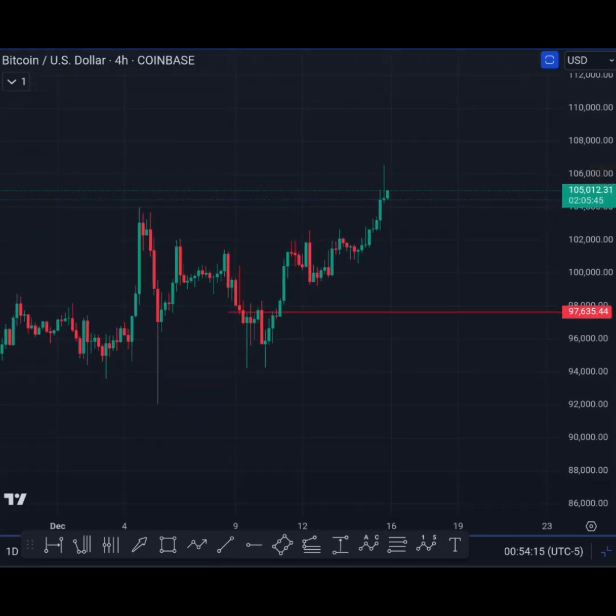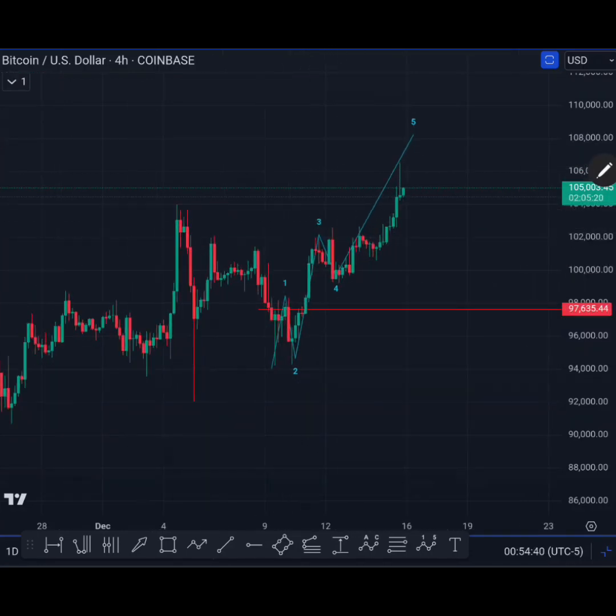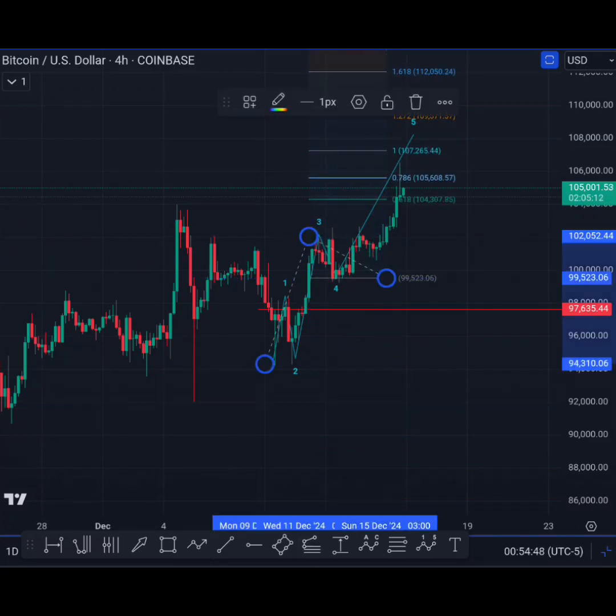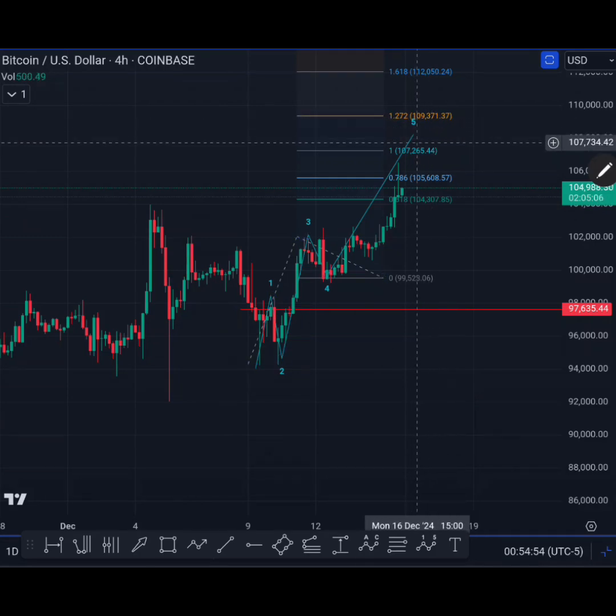Doesn't necessarily have to measure properly, as things tend to not measure properly, but you could have a 1, 2, this would be 3, expanded flat for 4, and now you're working on 1, 2, 3, 4, 5. Some kind of 5 wave structure there. If it measures to the 1-to-1 of waves 1 plus 3, that could be a decent target where you'd look for potential rejection. Let's measure that. Check on that low. Get you to the 107.265 to 109 area.